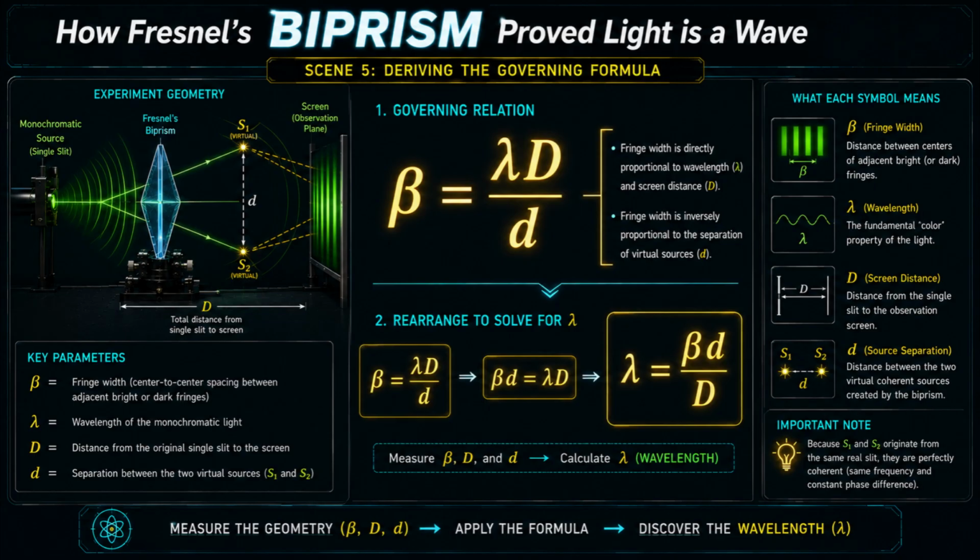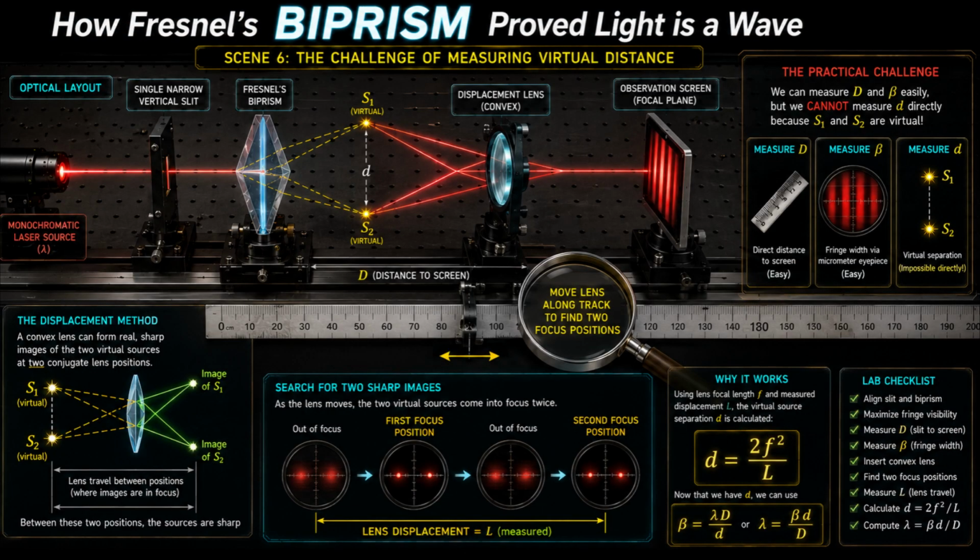To utilize this setup as a diagnostic tool to find our unknown wavelength, we algebraically rearrange our terms to isolate our target variable, yielding the equation lambda equals beta times small d divided by capital D. In the laboratory, executing this calculation presents a unique practical obstacle. While we can easily measure the screen distance capital D using a standard meter scale, and we can read the fringe width beta using a precise micrometer eyepiece, we cannot physically place a ruler between our virtual sources S1 and S2 because they do not physically exist.